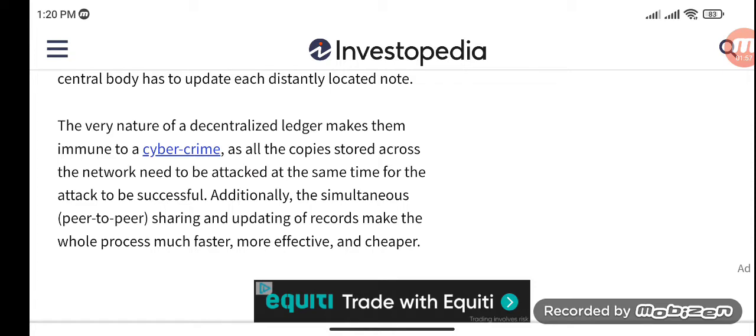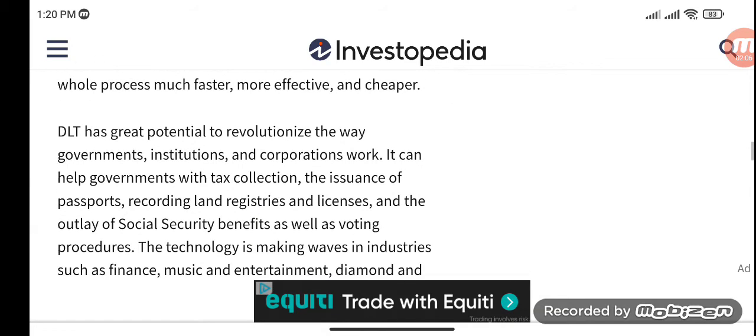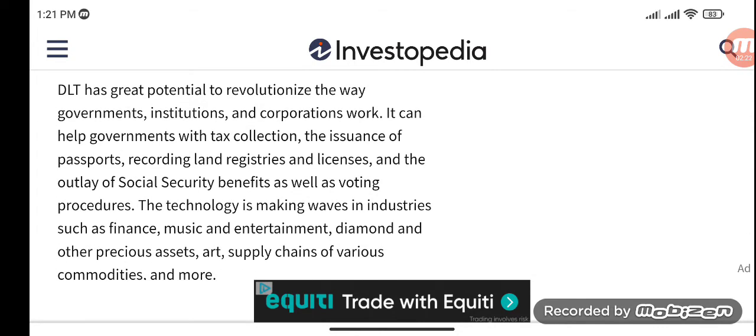Additionally, the simultaneous peer-to-peer sharing and updating of records make the whole process much faster, more effective, and cheaper. DLT has great potential to revolutionize the way governments, institutions, and corporations work. It can help governments with tax collection, the issuance of passports, recording land registries and licenses, and the outlay of social security benefits as well as voting procedures.